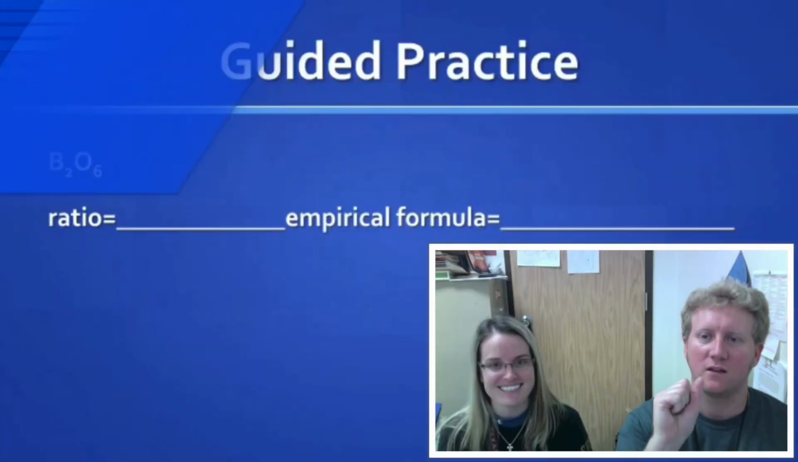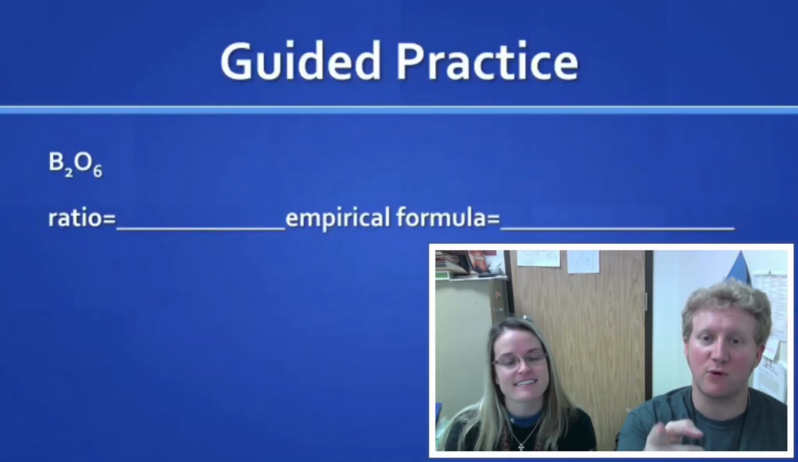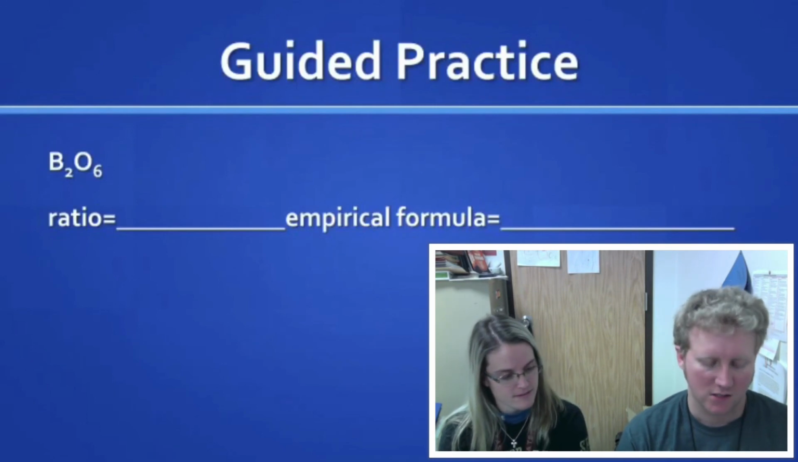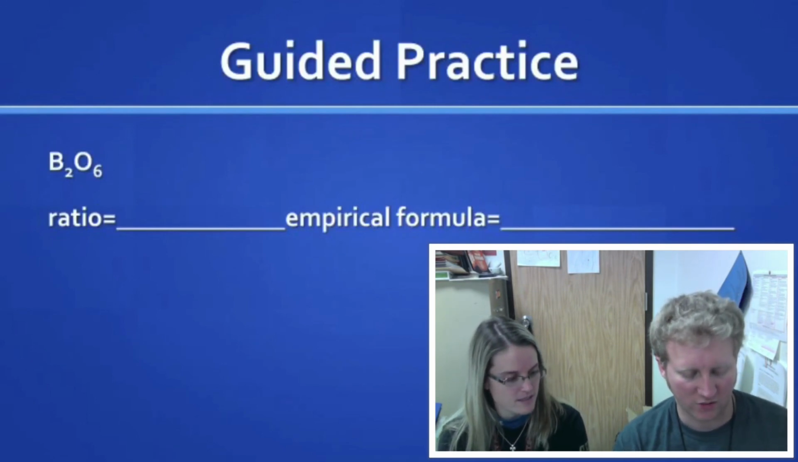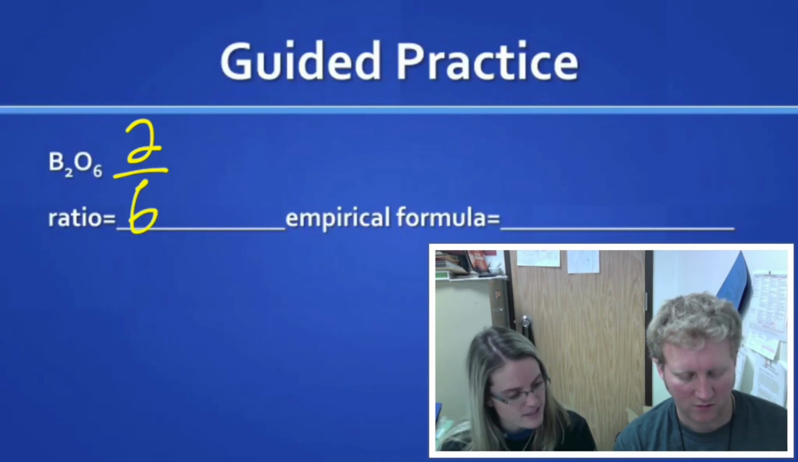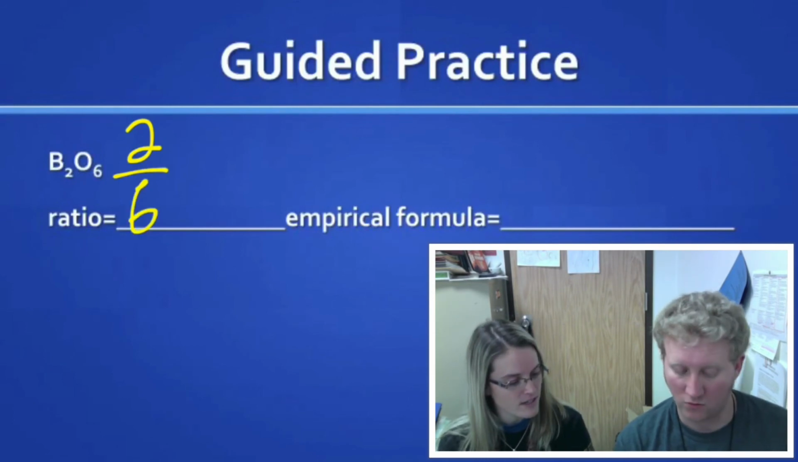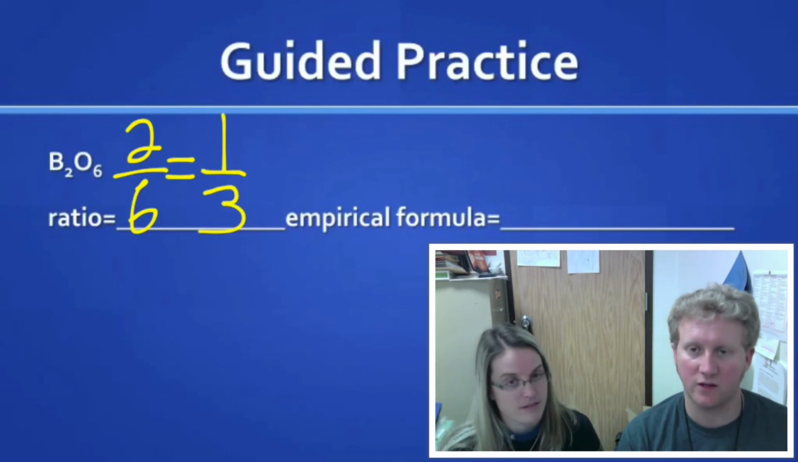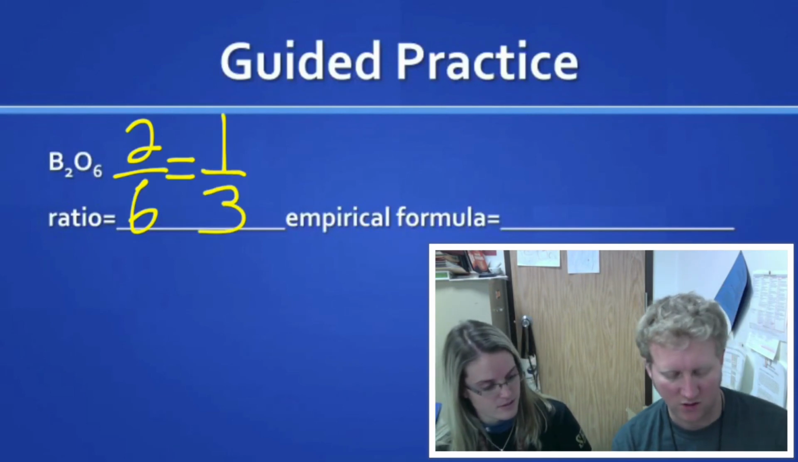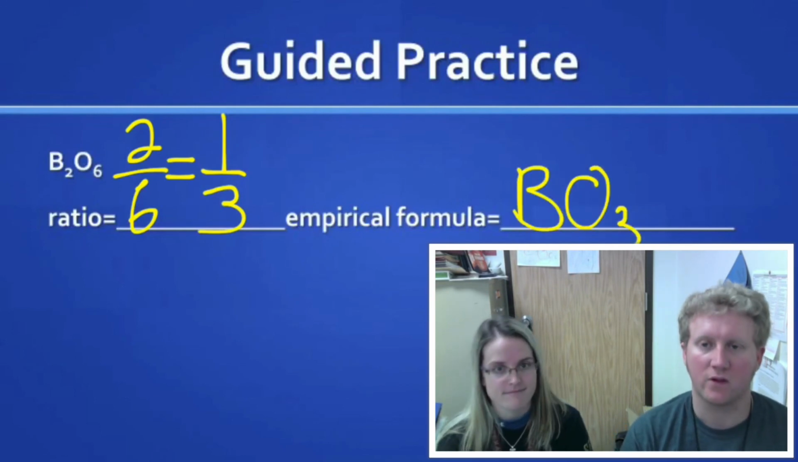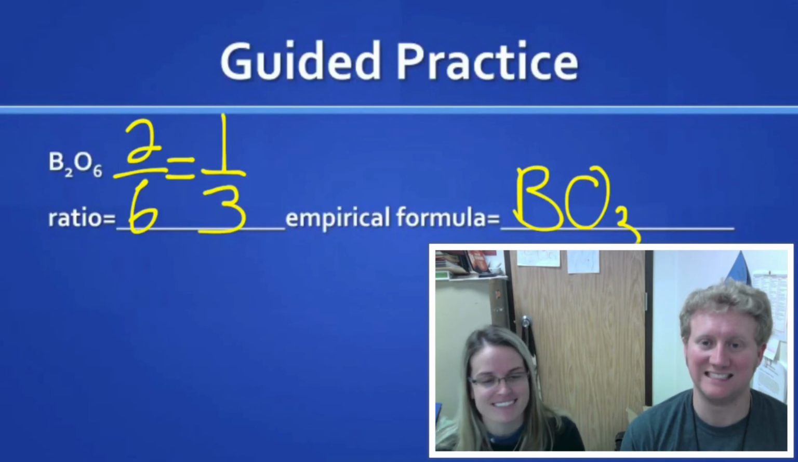All right, last guided practice question. We have B2O6. So the ratio would be 2 over 6. Ooh, I like this one. This is different. Not 1/2. It's divided by 2, so it's 1/3. But figuring out the empirical formula is still the same, so it'd be 1 B and 3 O's, so BO3. There we go. I like this a lot.